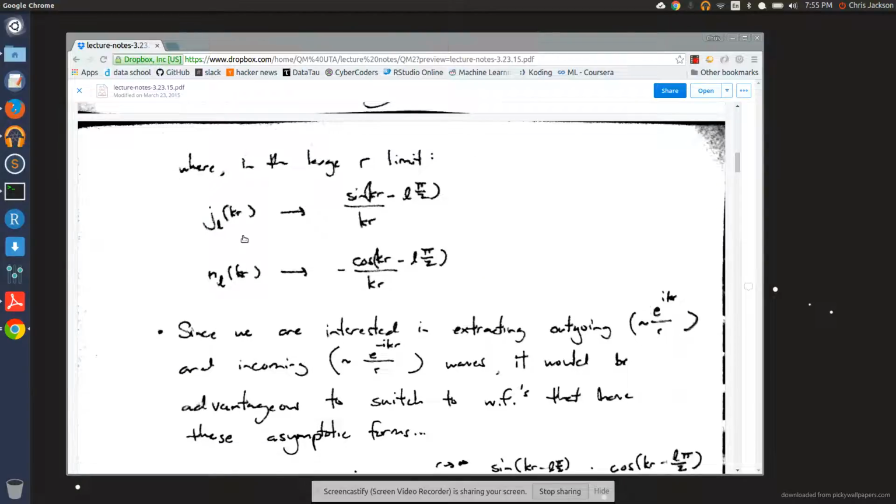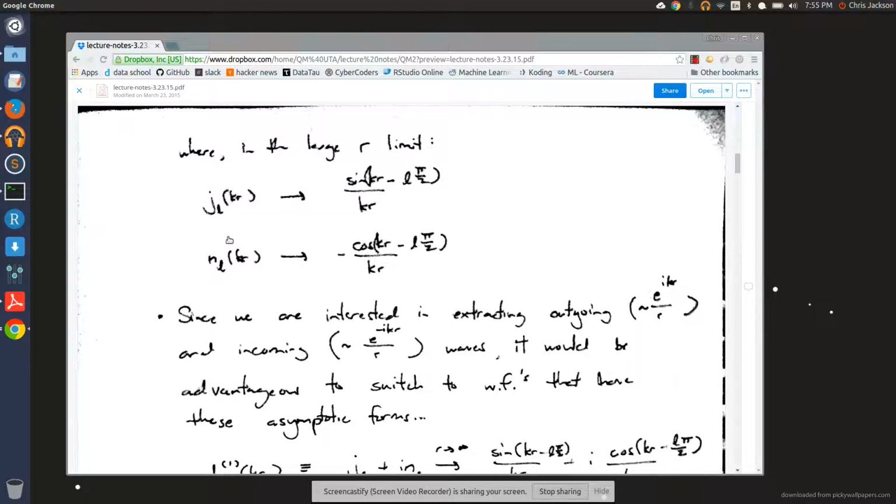You can actually define new functions that are linear combinations of these, and things become a little more clear. Because remember, we're interested in extracting outgoing and incoming waves, right? And these are going to be linear combinations. If I take sine and rewrite it using my Euler identity, it's going to be e to the ikr, plus or minus e to the minus ikr, and so on and so forth, right?